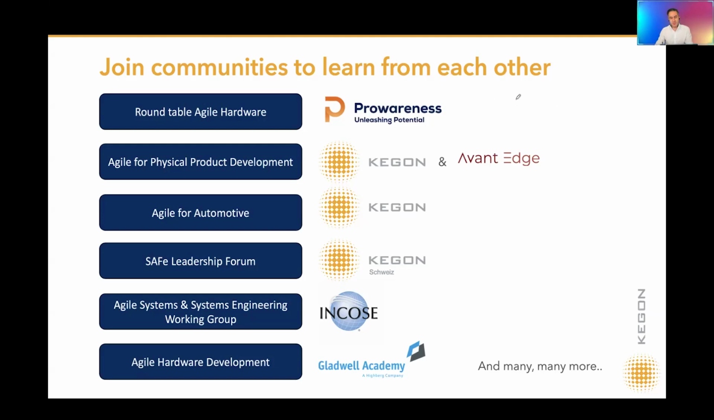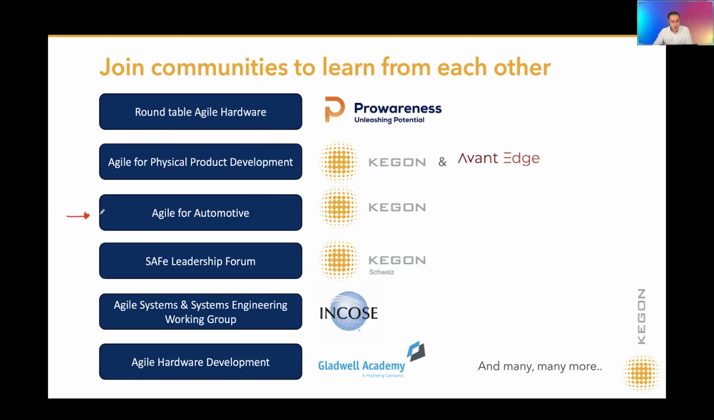ProAwareness, or more specifically, the Roundtable for Agile Hardware, chaired by Mireille Fink, is a free to join community. I think they have a get together every month or every 2 months, where you could just join these sessions and share ideas with each other. You can hear from people from other companies how they apply Agile in their context. Our friends from Keygon have been organizing quite a lot. I'll be involved in anything related to Agile for physical product development. So we're going to publish more about this.